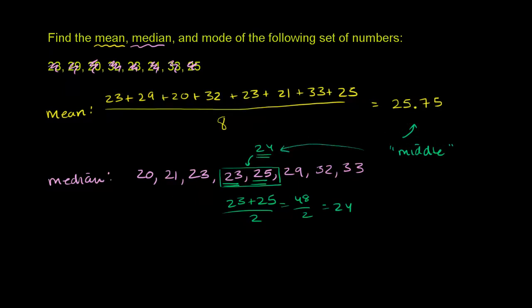And this is another way of representing the middle. Then finally, we can think about the mode. And the mode is just the number that shows up the most in this data set. And all of these numbers show up once, except we have the 23, it shows up twice. And so because 23 shows up the most, it shows up twice, every other number only shows up once, 23 is our mode.